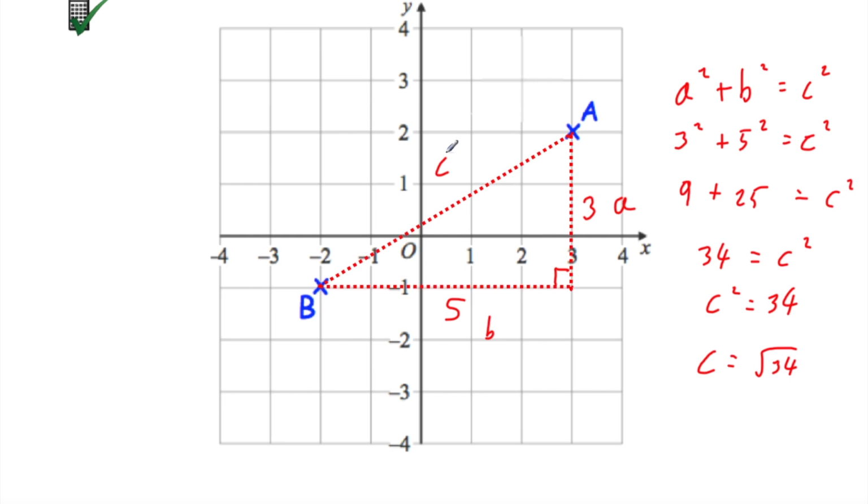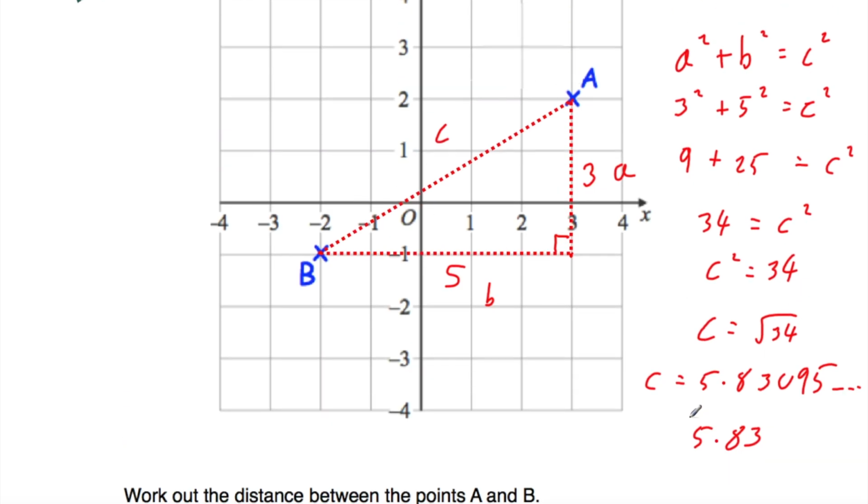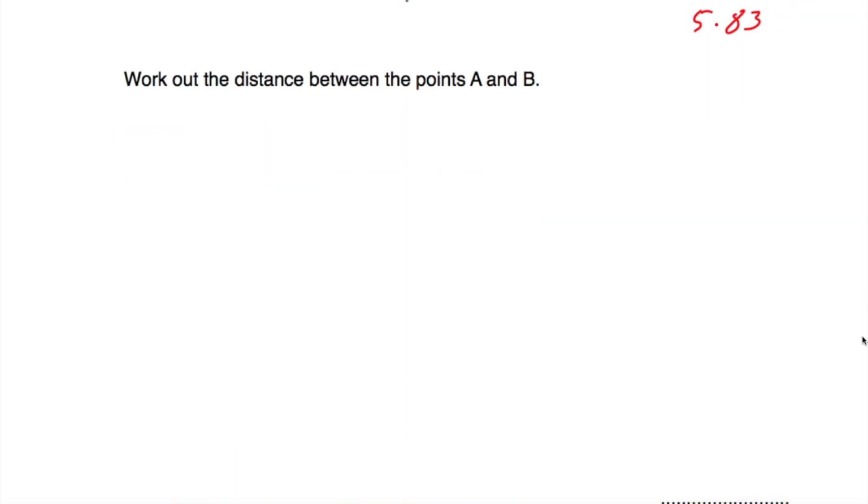The square root of 34 is equal to root 34, or as a decimal number, c is equal to 5.83095, and so on. We could just round this. Let's round to 2 decimal places. So that'll be 5.83 to 2 decimal places. The question said work out the distance between the points A and B. That's 5.83. So let's write that down.